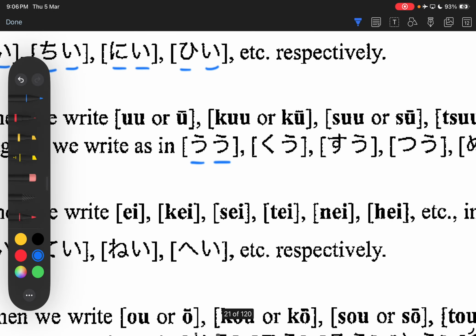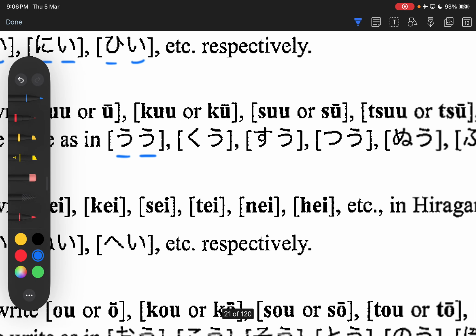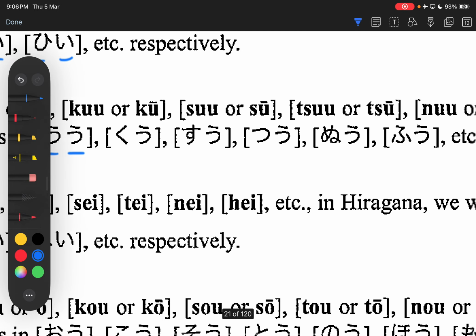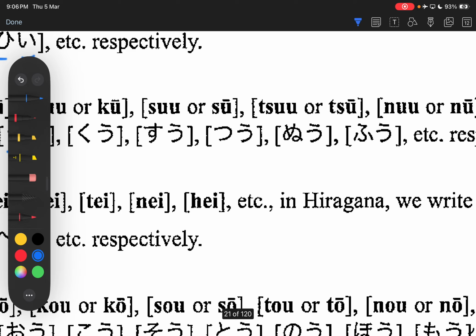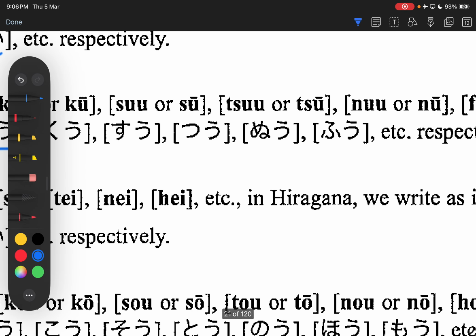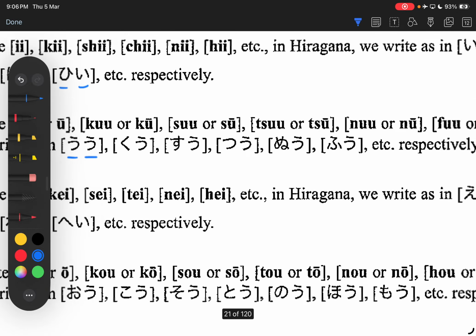Okay. Next, we have K, U, and U. So ku. Next, we have S, U, su. And we have tsu. We also have the nu. We also have the fu, not fu. It's not fu. Hu. Just blow out air. Hu.